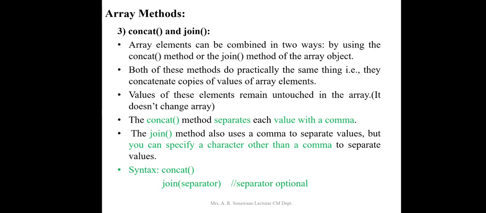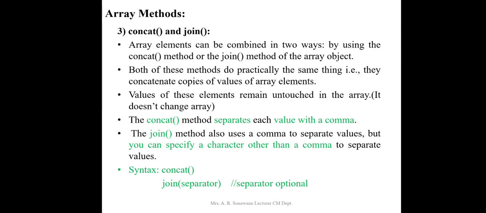Now the next methods are concat and join. From the theory point of view, they may always ask you what the difference is between concat and join. Typically the meaning of concat and join is similar. As the name indicates, concat or join is responsible for joining the contents or combining the arrays. So array elements can be combined in two ways: first using the concat method and second using the join method. Both methods are responsible for concatenating or copying the values of array elements.